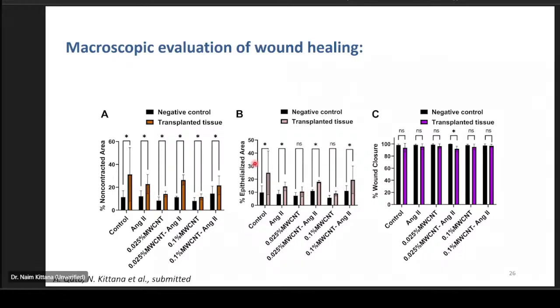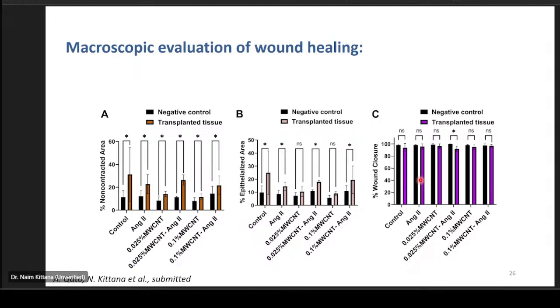Also, the epithelialized area was increased, but here it was increased significantly more in the presence of angiotensin 2. We were lucky that we added angiotensin 2 in our study. Otherwise, we could have missed this promising effect. We have shown that angiotensin 2 increases the epithelialization. It increases the growth of the epithelial tissue, which is a very crucial step in wound healing. However, the wound closure at the end was not changed.